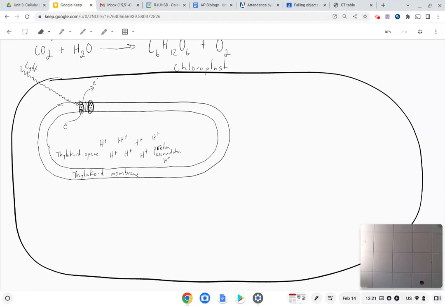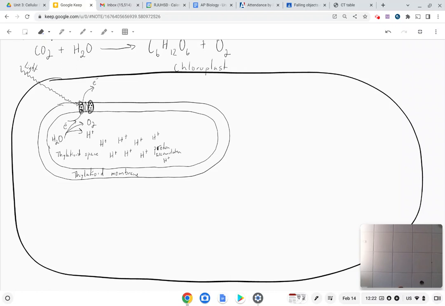Okay, so the question though is, where are we getting these electrons? Because we're just going to keep exciting electrons. We must have a source of electrons, and that source is water molecules. So the water molecule is going to provide the electron. It's also going to split into an oxygen molecule and protons.